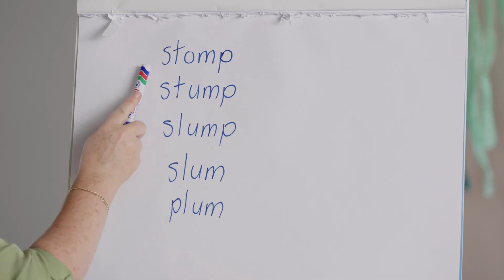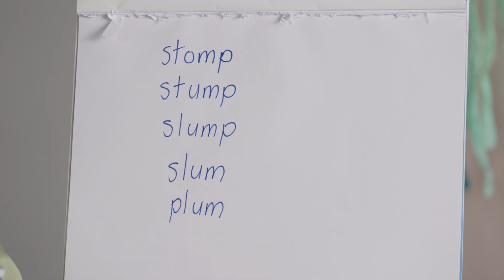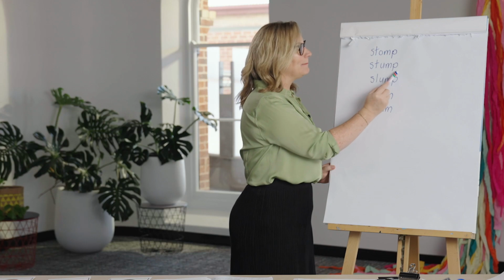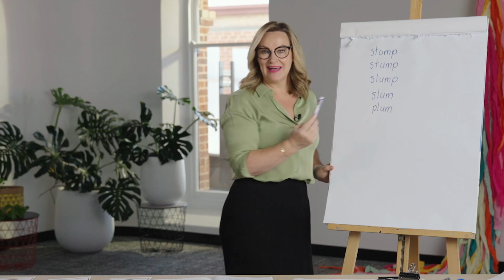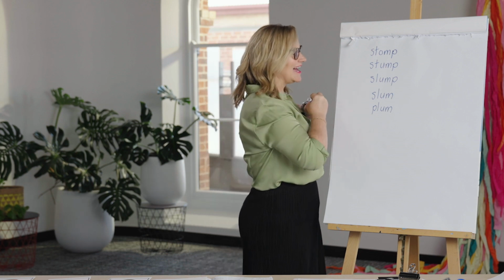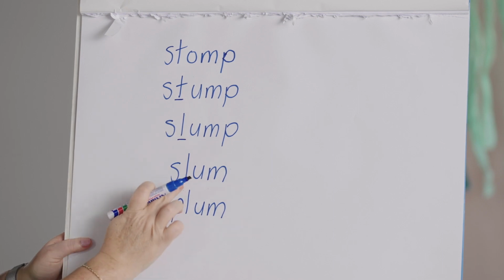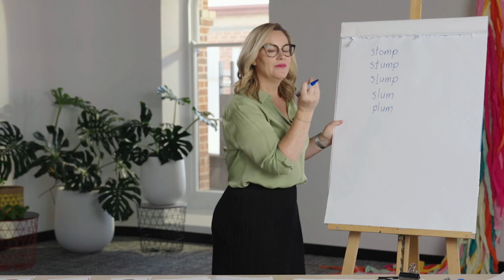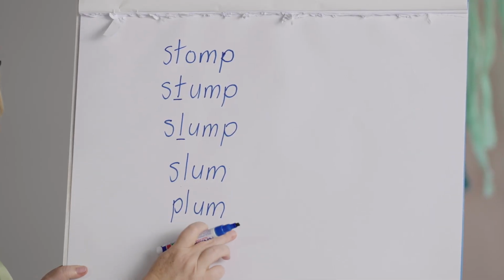So we had stomp. Look at your word. Stomp. What changed? The O to an A for the word stump. Stump to slump. Aha. The very start of the word, here. Slump to slum, well, we dropped off that P, the P phoneme, and then slum to plum.